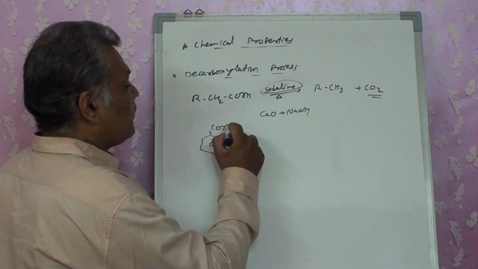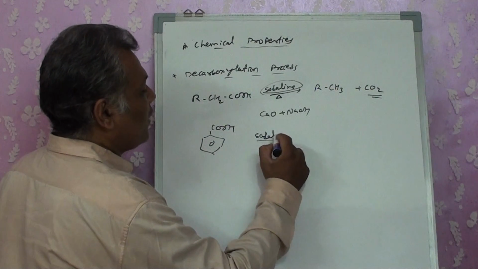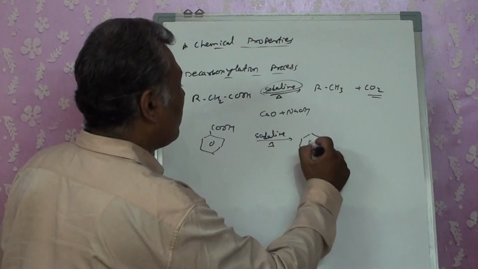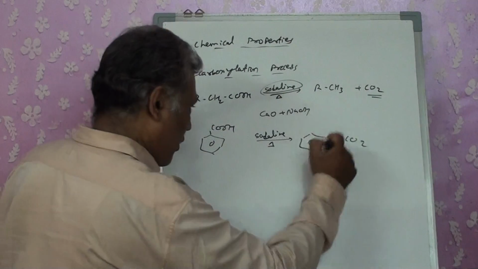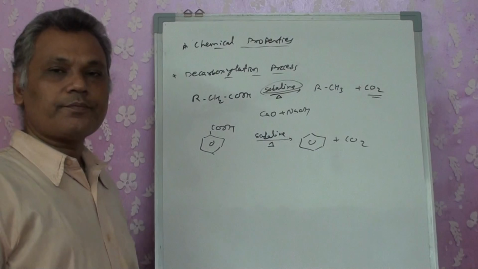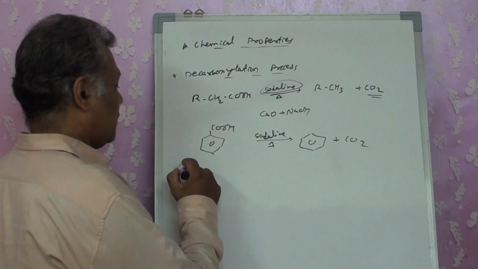If we have benzoic acid and the same soda lime, on heating it gets converted into benzene. And now from the benzene, any aromatic reactions we know, we can start with. Right? So that is the decarboxylation process.